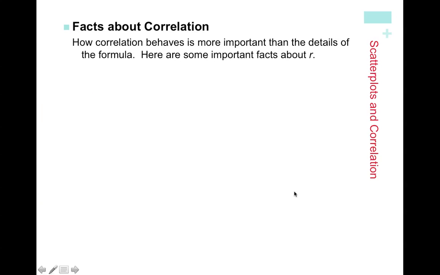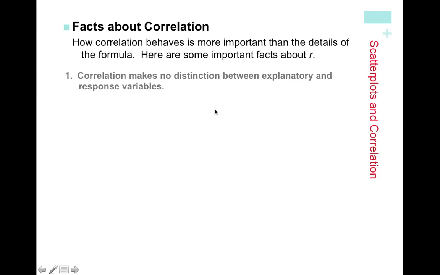So, some facts about correlation. Correlation does not make any distinction between explanatory and response variables. Remember, we're multiplying the x's and the y's together. And it doesn't matter what order we multiply things in, so we have no way to tell what's x, what's y.